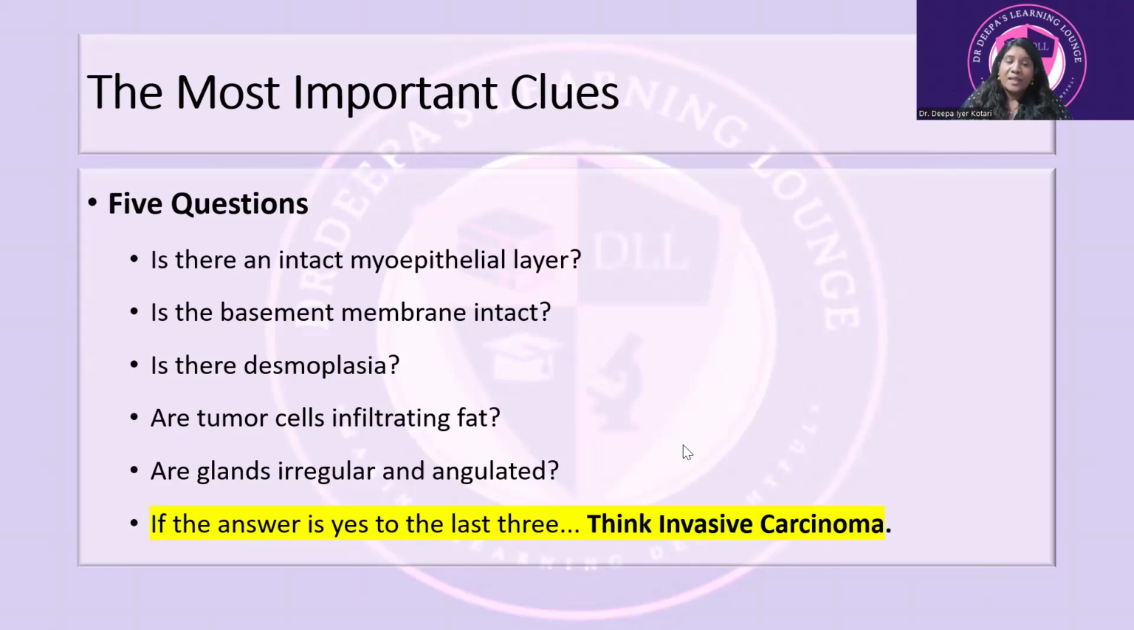Are tumor cells infiltrating the fat? And are glands irregular or angulated? If your answer is yes to the last 3 questions, think of an invasive carcinoma and not a DCIS.